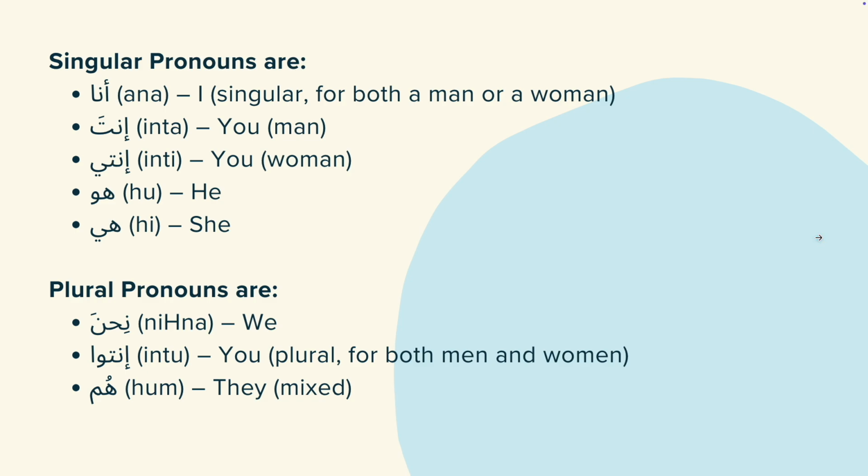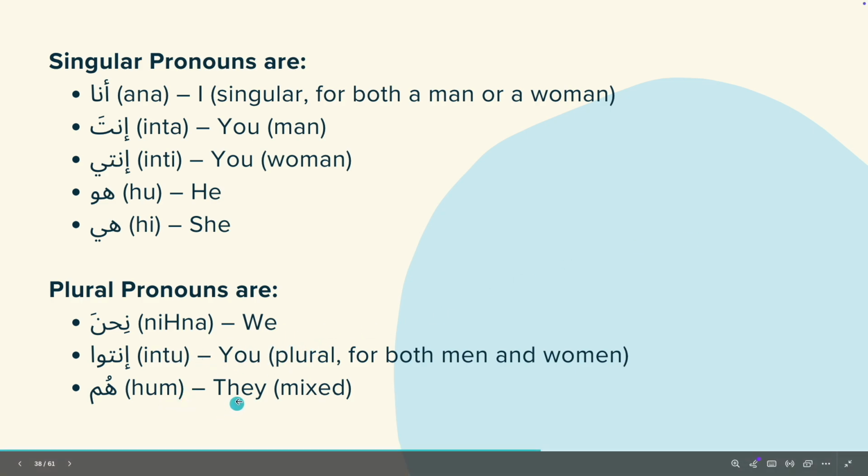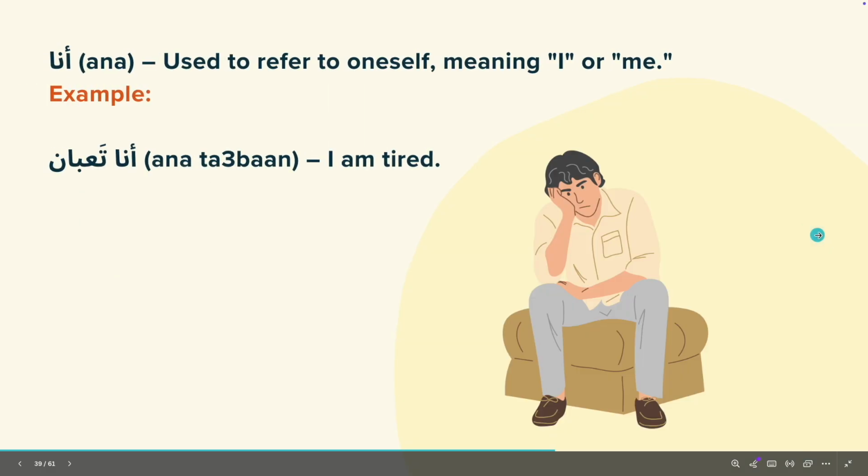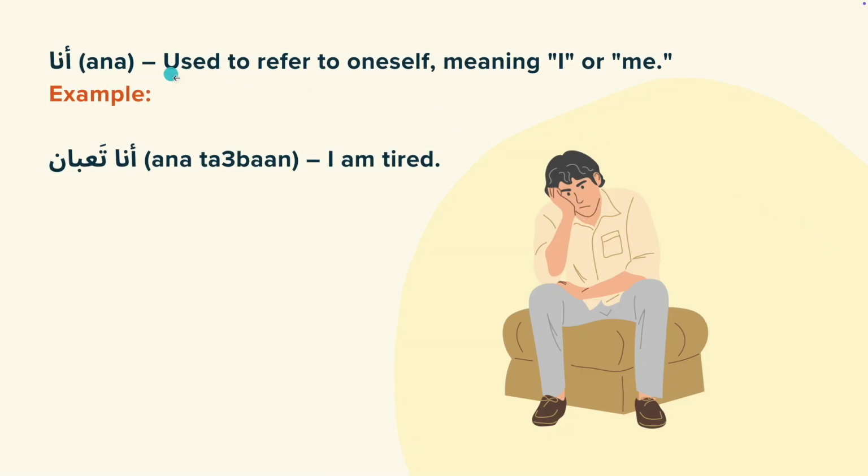And then we have the plural pronouns. Nihna, meaning we. Intu, meaning you all. Hum, meaning they or them. Ana is used to refer to oneself, meaning I or me. Example, Ana ta'ban. I am tired.